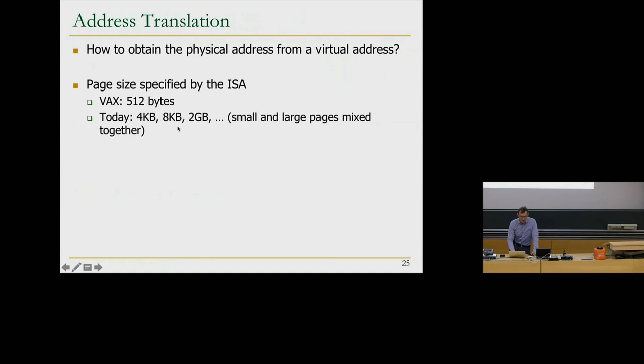Today, we're growing bigger. 4 kilobytes is common, 8 kilobytes is also common. These are small pages by today's standards. And we also have very large pages as well, 2 gigabytes, for the reason that I discussed. If you're streaming through memory, you don't want to keep getting translation misses or page faults. And today you can use different page sizes with some effort.